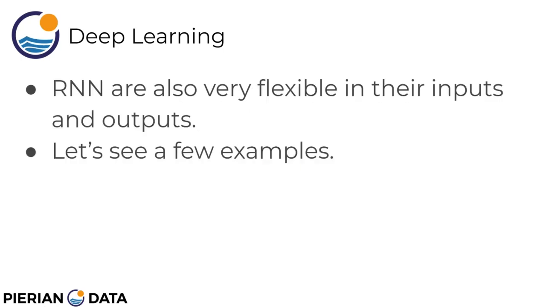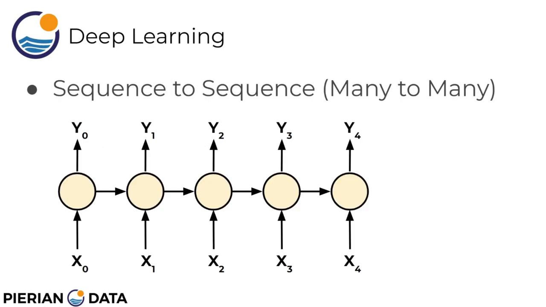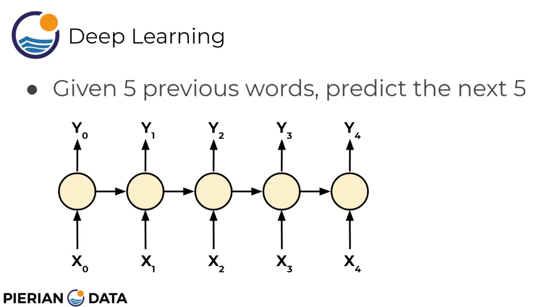Now, recurrent neural networks, as we mentioned, are very flexible in their inputs and outputs, and there are different types of architectures you can use here. Let's see a few examples. You can use a sequence-to-sequence model. This is also known as many-to-many. Essentially, you pass in a sequence and you expect a sequence out. So for example, given 5 previous words, go ahead and predict the sequence of the next 5 words. And you can use this for something like, if you get a question of 5 words, go ahead and predict the answer of 5 words.